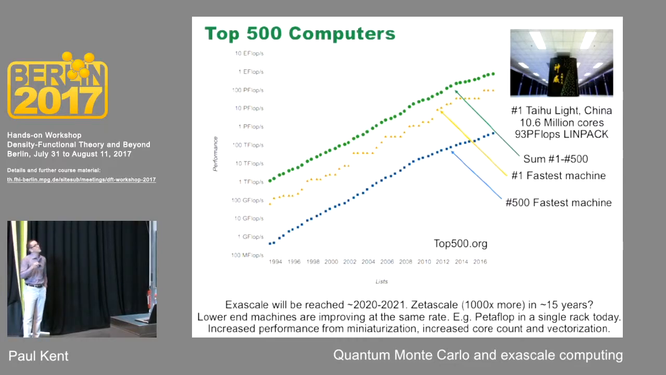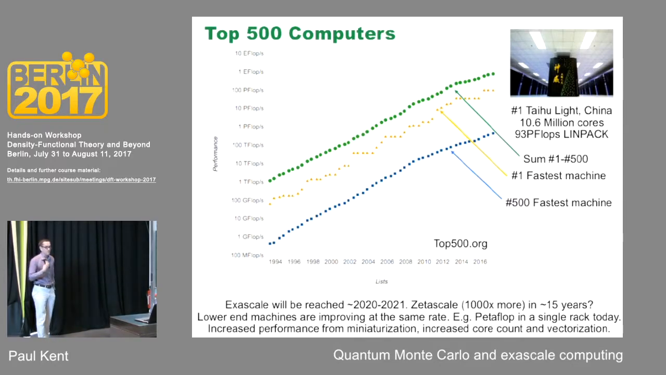Let's think about where the number one machine is heading first. Of course, we're going to reach exascale in 2020, 21 or so. I actually had to remind myself what the next power up is. So zettascale, maybe 12, 15 years after that, if the current trend keeps growing. So that's 1,000 times more computer power.